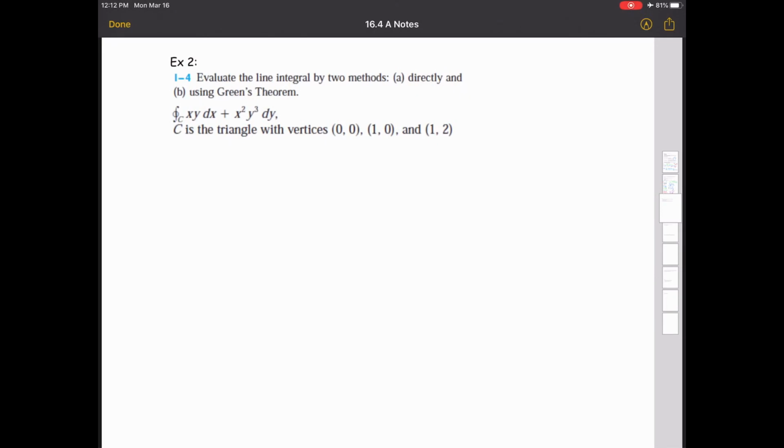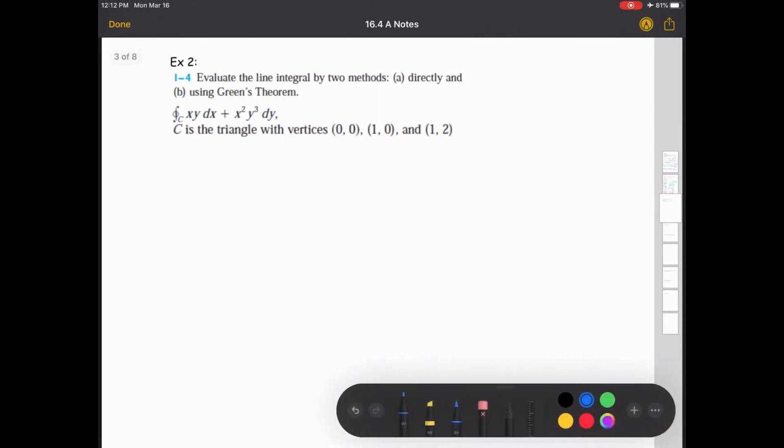Alright, example 2. This will be the last example on this particular video, and then we'll come back with a second video because, as you can tell, these problems can take a while, especially when you have to do both methods. So we're going to do the line integral here directly and using Green's theorem. Once again, we'll see Green's theorem is so much faster.